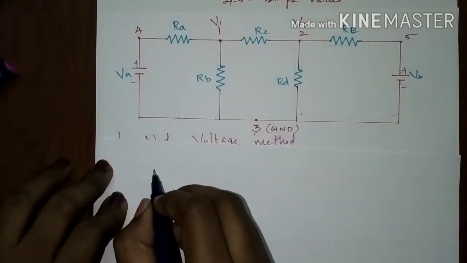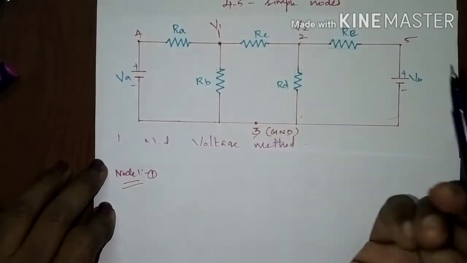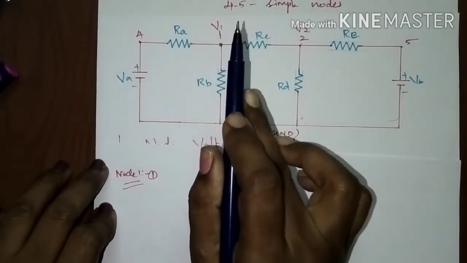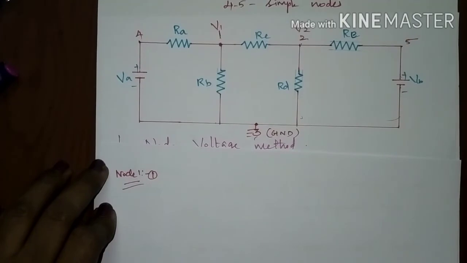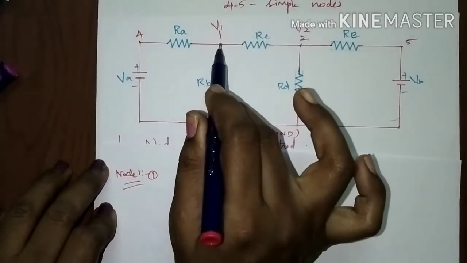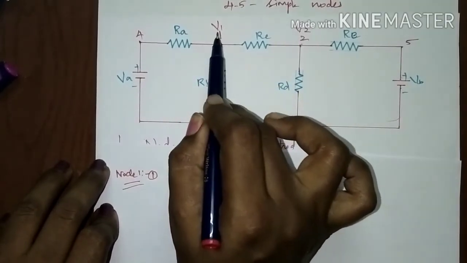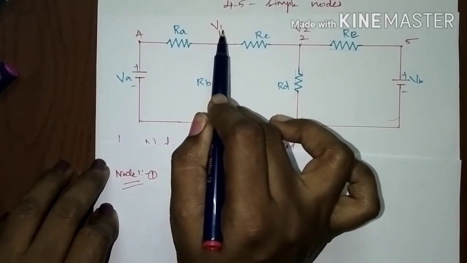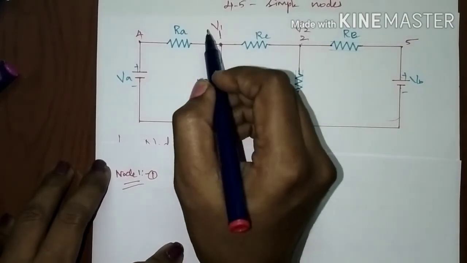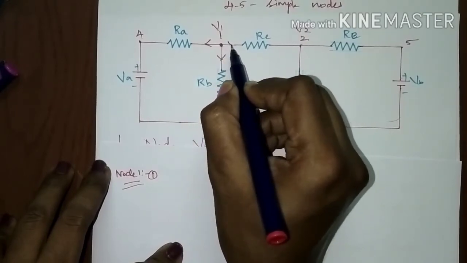For node 1, take this as a reference node and this as grounded. Always assume the reference node is at higher potential. Whether the value of VA can be higher than V1 also, but assume the reference node you are taking first is at higher potential, that is V1 is at higher potential. Then the current will be flowing from V1 to VA. In this node, the current will be leaving in all directions.